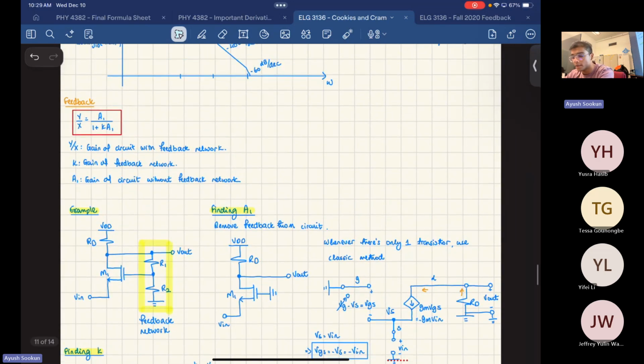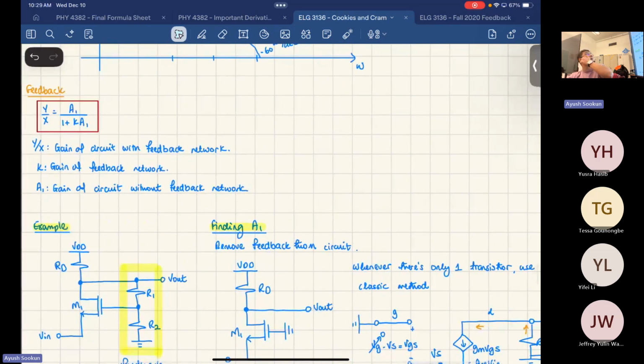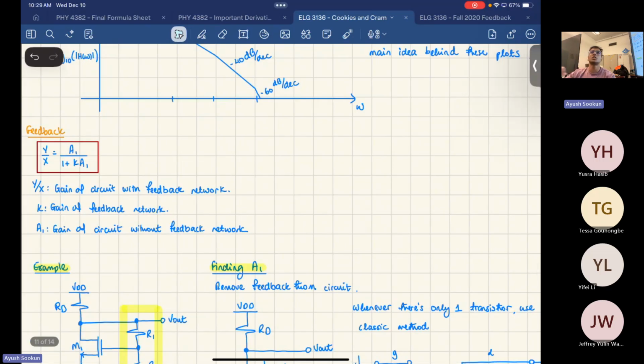Okay. I'll get back on topic here. This is feedback. You're going to learn more about it when you take control systems. In my opinion, control systems should have been taken before electronics too, so then you understand this better. But it's not the case, so we have to live with it. And this is usually the general equation for feedback, where this is your output over your input. It's like your gain of the circuit with your feedback. This is the gain of the feedback network, and A1 is the gain without your feedback network.